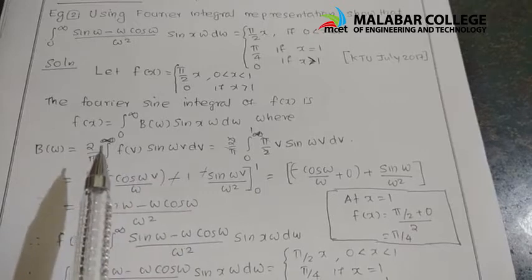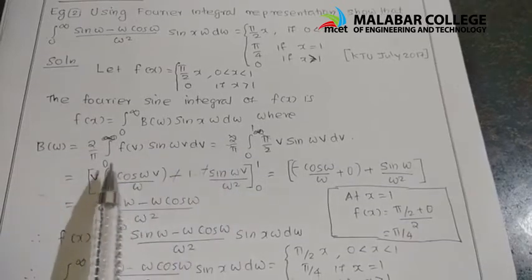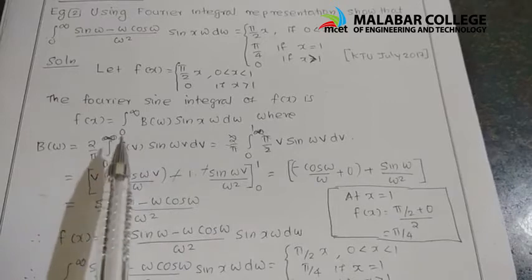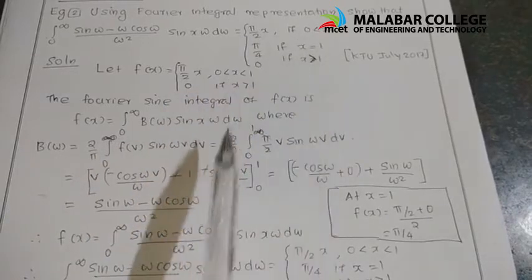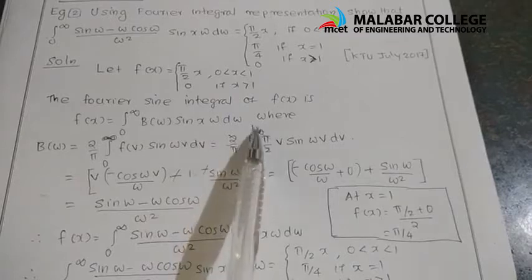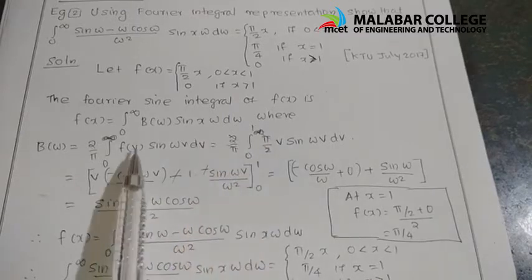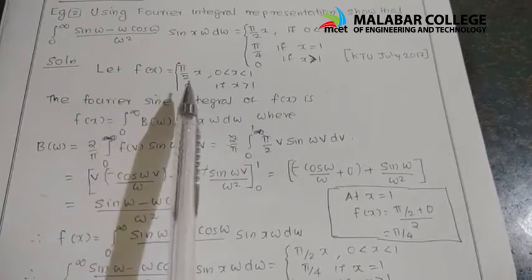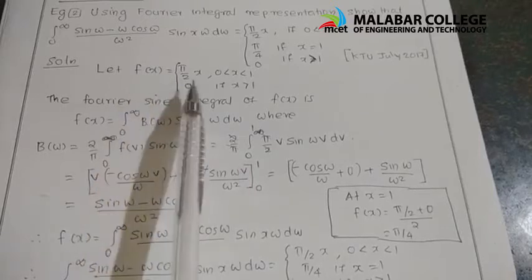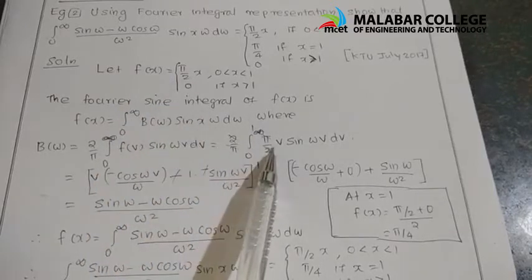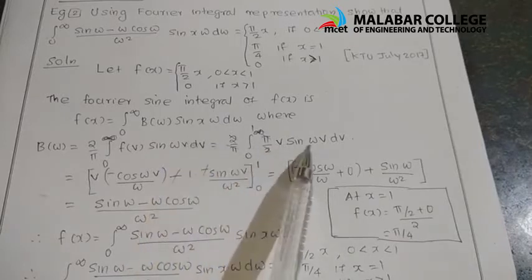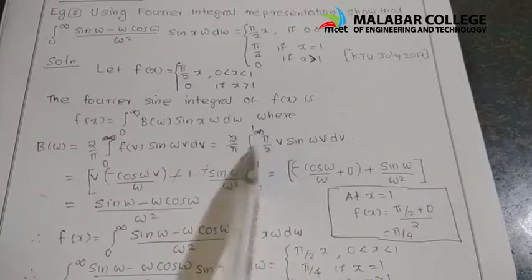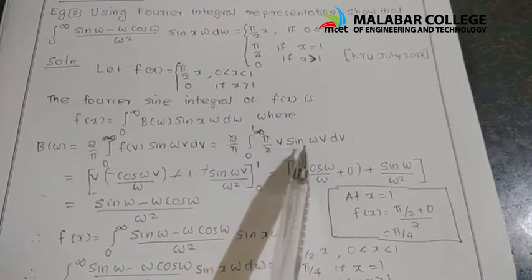So we have this equal to 2 by pi integral 0 to infinity. In place of the limit 0 to infinity we have the limit 0 to 1. So we substitute 0 to 1, and in place of f of v we take f of x equal to pi by 2x, replacing x by v, which is pi by 2v, then sin omega v dv. When we cancel pi and 2, the remaining is integral 0 to 1 v sin omega v dv.